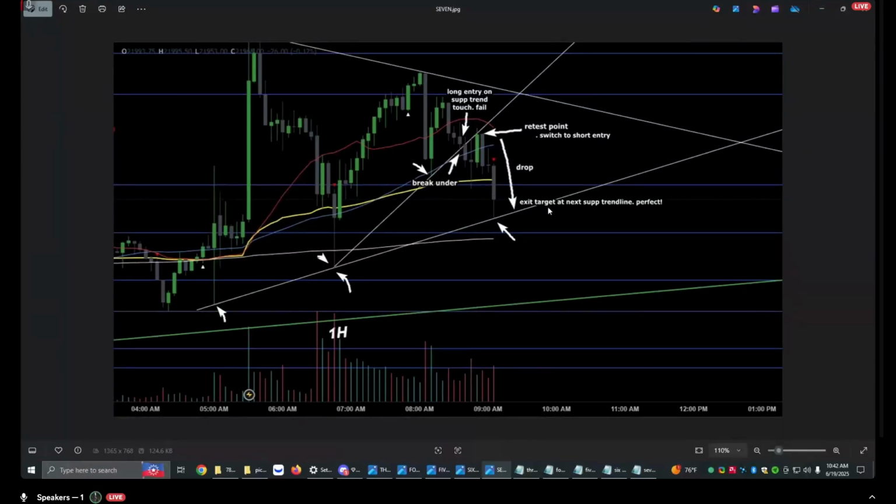Drop, exit target at the next support trend line, perfectly, right here. So I went long here, did not work out, was able to exit even, then I went short here to come down. Hopefully that makes sense.